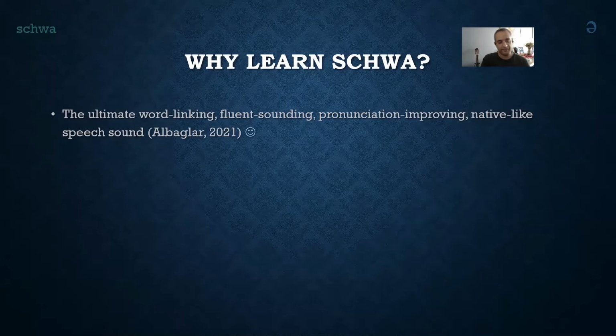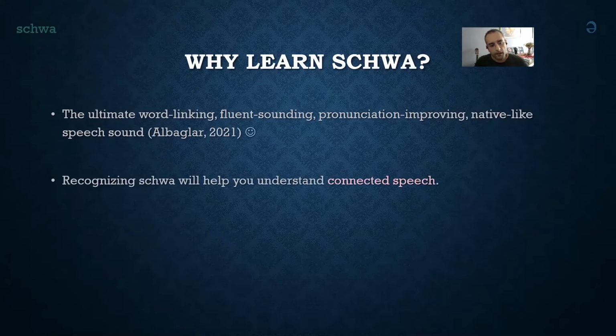It just helps you link words. It helps you sound more fluent. And accordingly, it improves your pronunciation and you become more native-like. Understanding Schwa is really, really important.